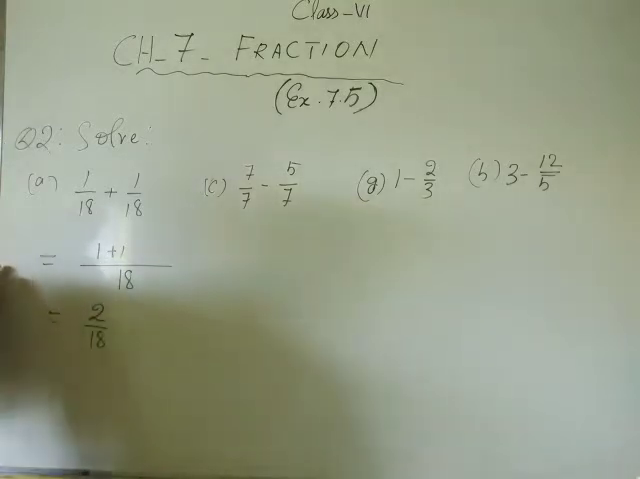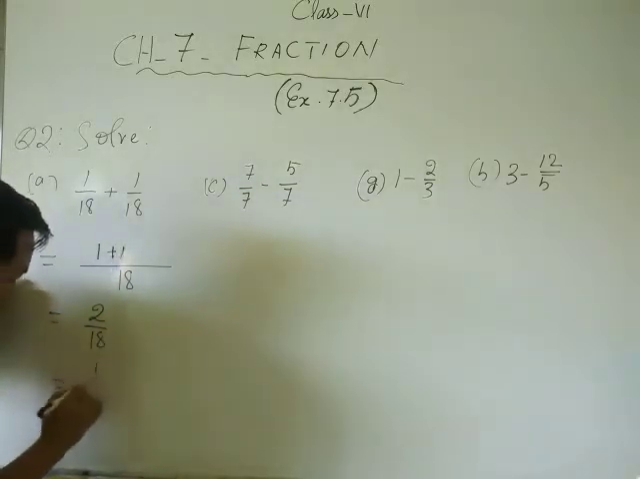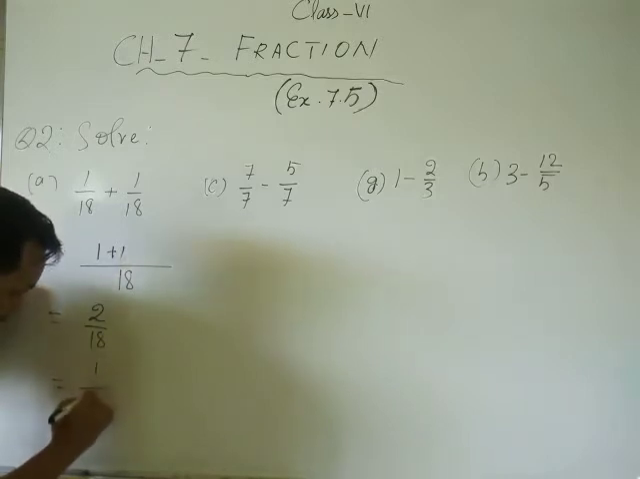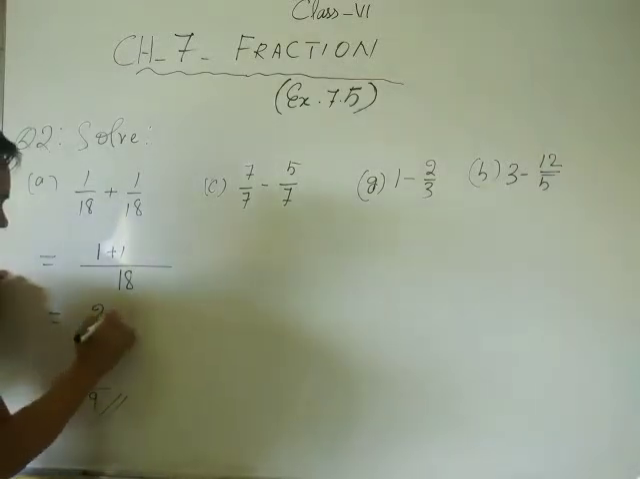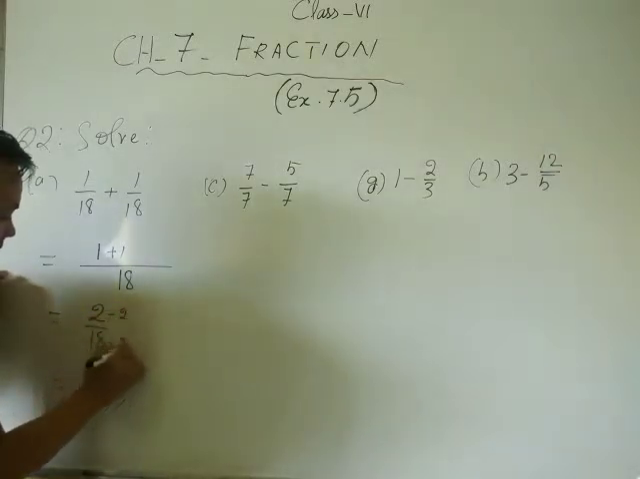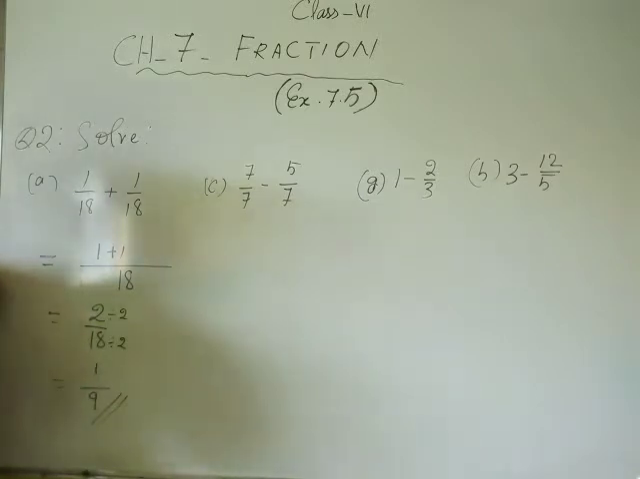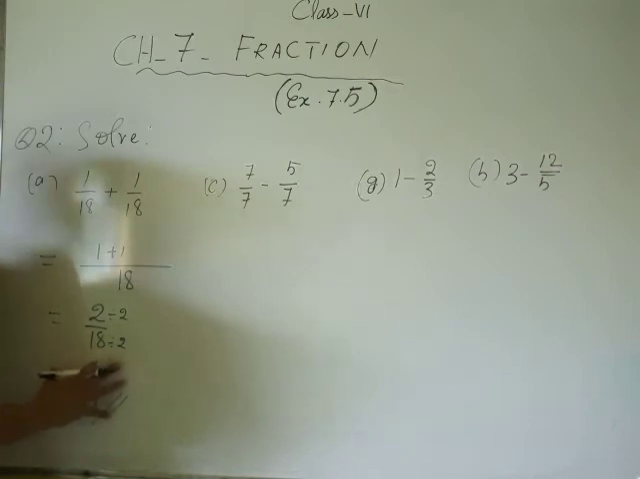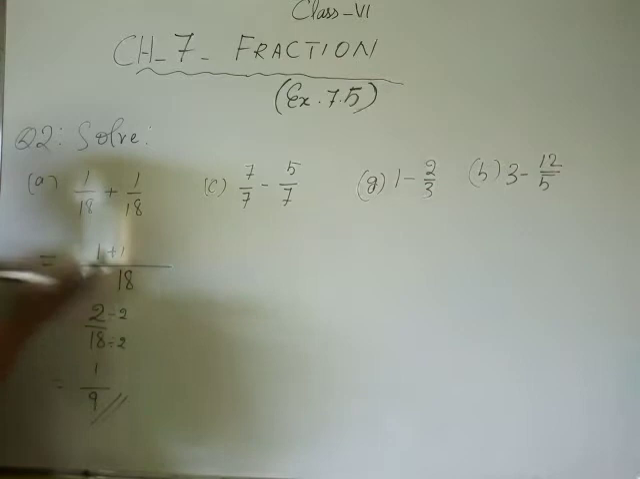So 2 by 18 can be converted into the lowest form. Why? Because both numerator and denominator can be divided by a common number, that is 2. 2 ones are 2, and 2 nines are 18. You get here 1 by 9. That means if you divide by 2 here, and divide by 2 here, you get 1 by 9. Lowest form. Okay. So if you ask to write the lowest form, this is the answer. If you don't, then 2 by 18 is the answer.